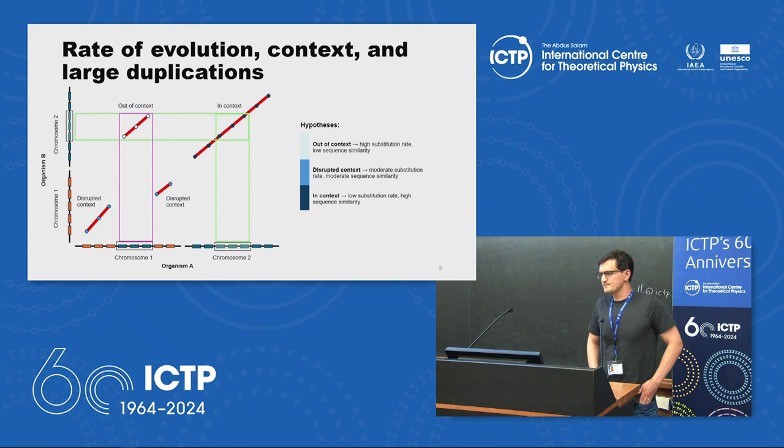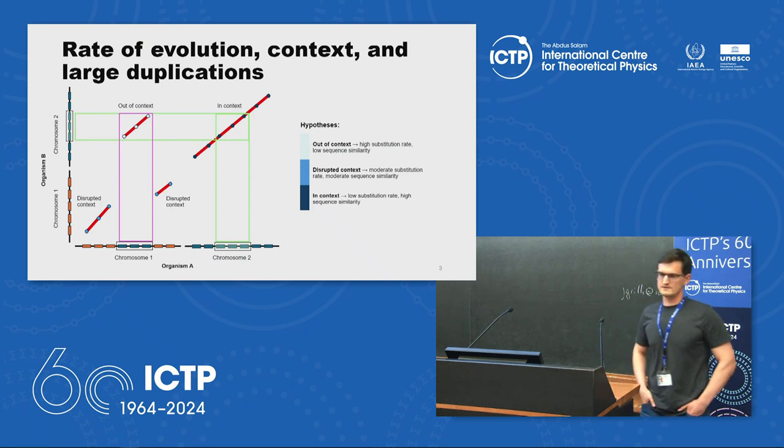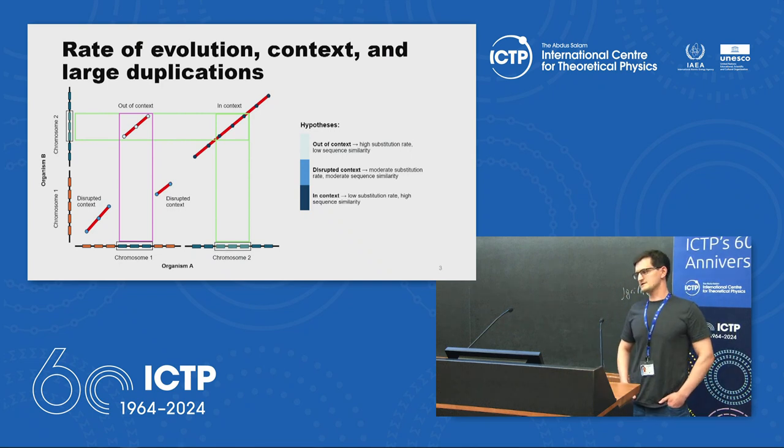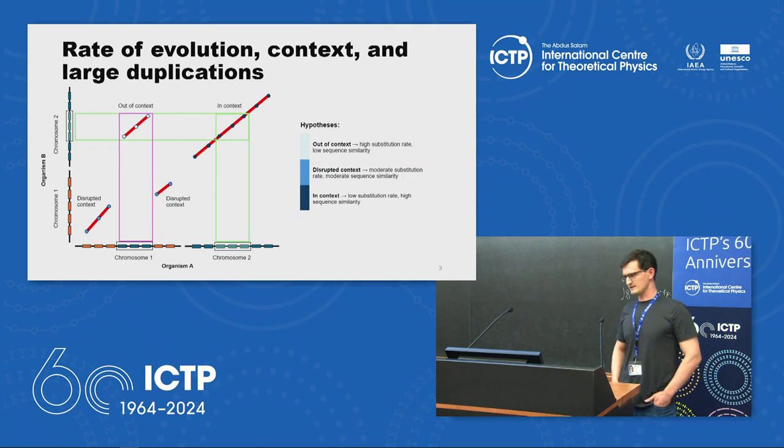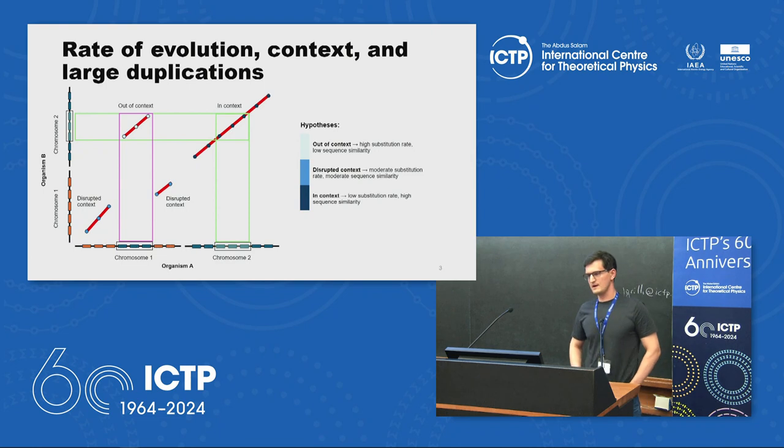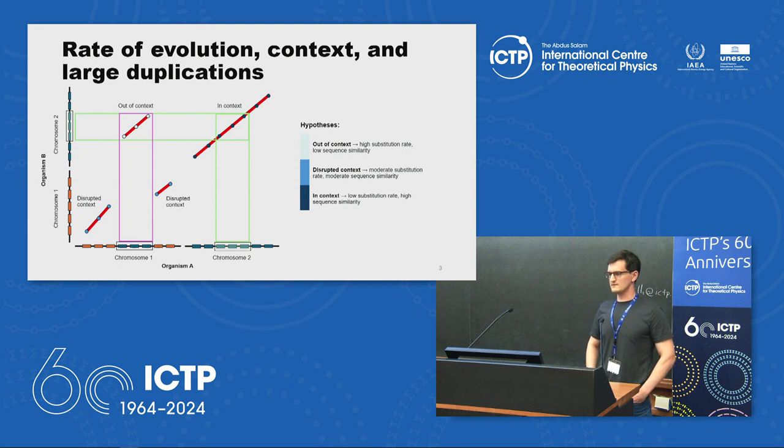Well, there's a long-standing hypothesis which has a decent bit of evidence for it. Basically, genes that are in the ancestral context, we expect them to evolve more slowly. They have the regulatory elements that they need around them, and so they're functional. And genes that have been inserted into a foreign context, we expect to evolve more quickly because they're less likely to be regulated properly, and there's likely less selection on the genes.